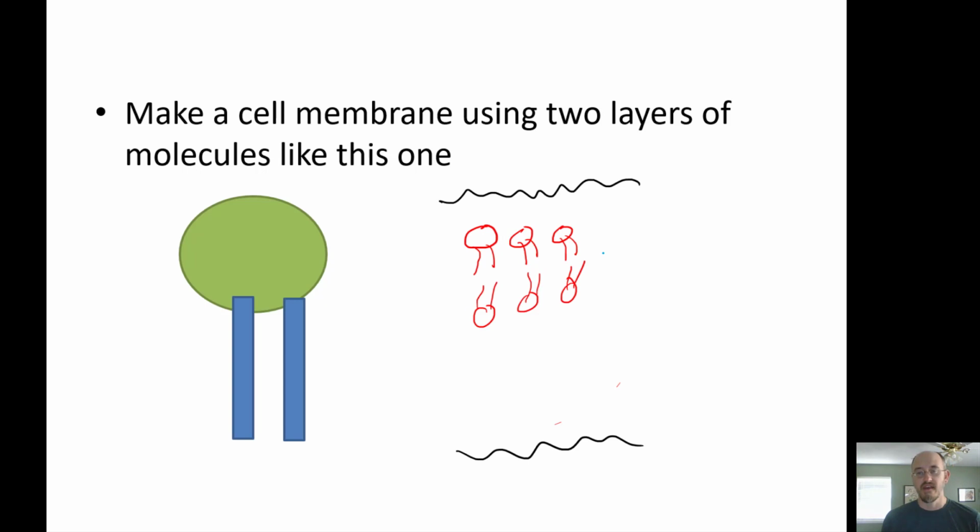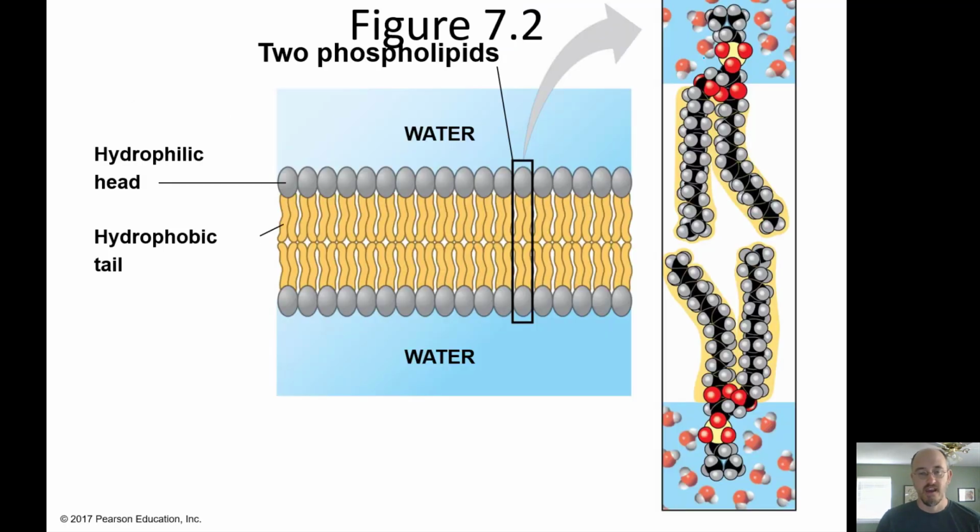Like this. They would have the hydrophilic parts facing water, and the hydrophobic parts would be together in the middle in an area that excludes water. And this would be called a phospholipid bilayer. And that's what we see here.